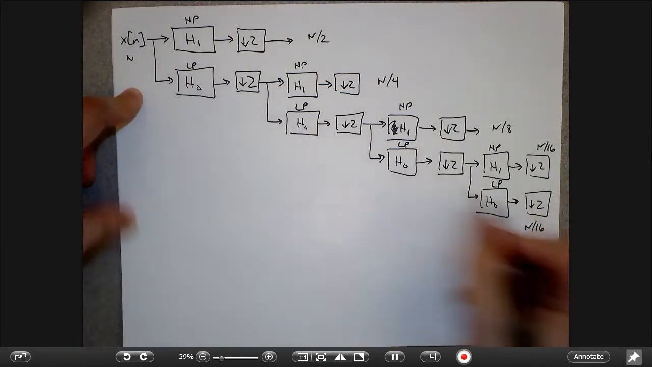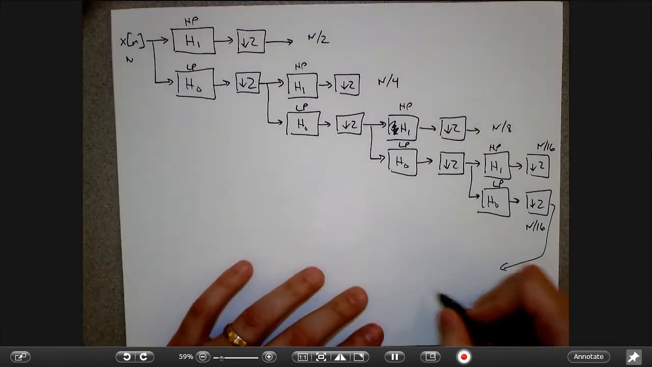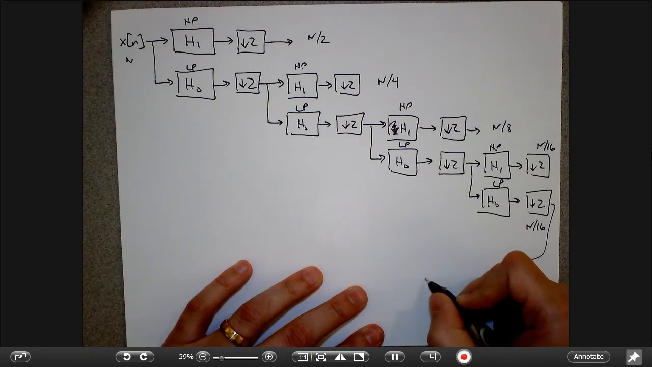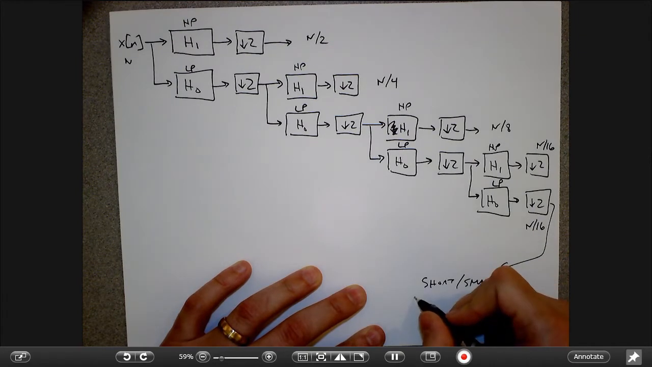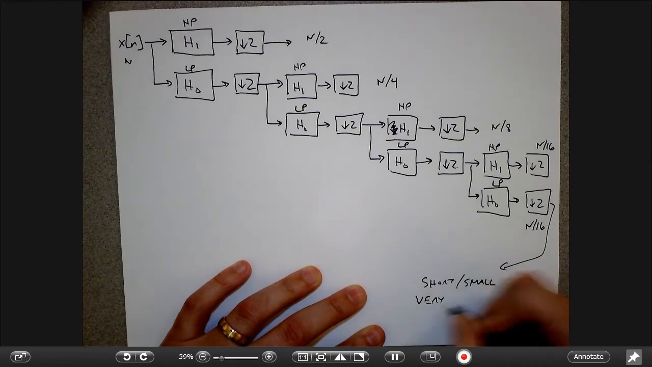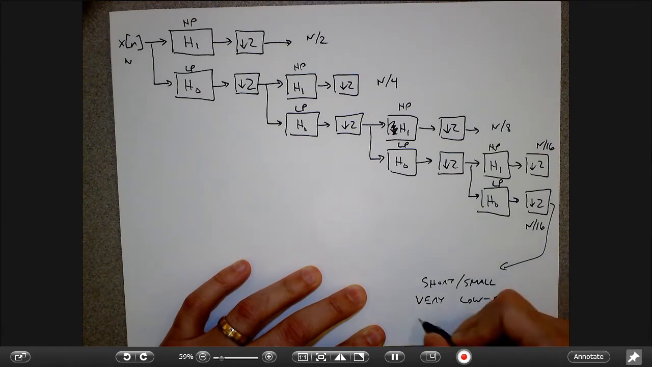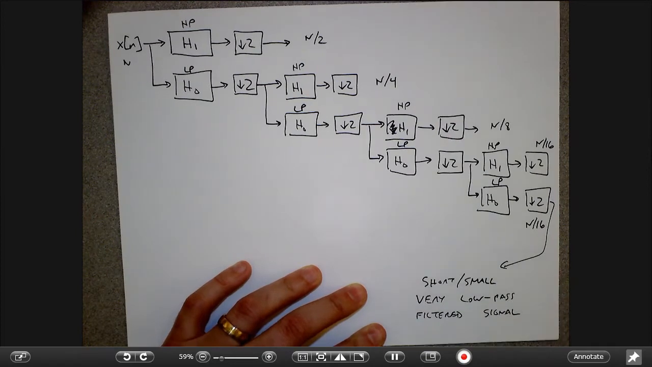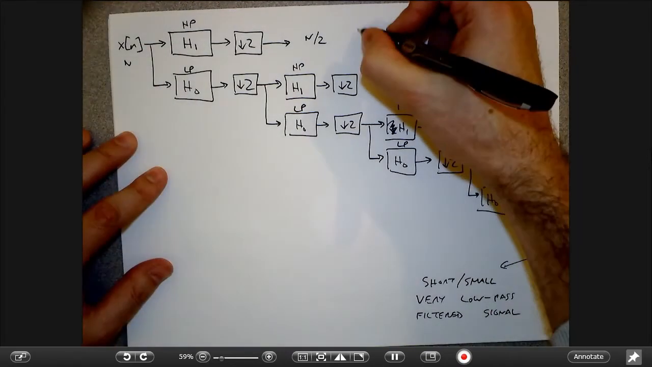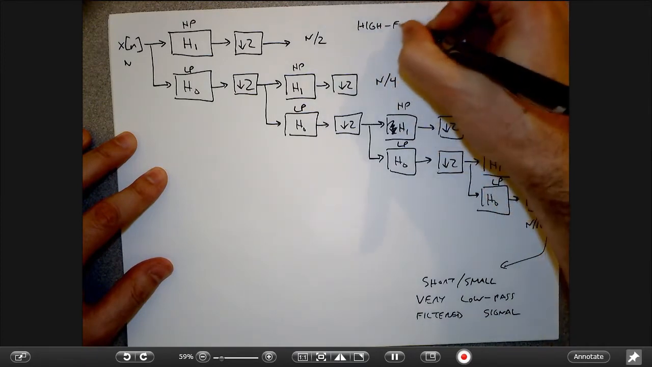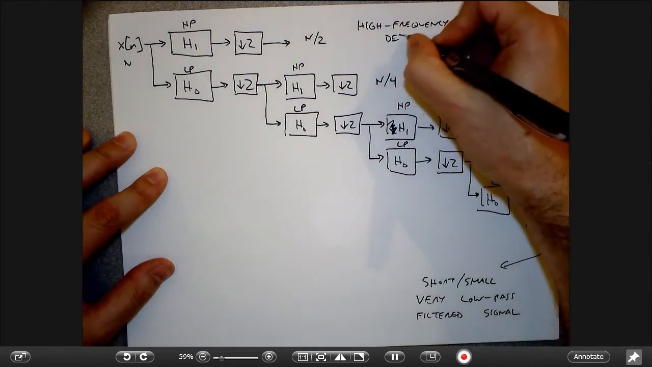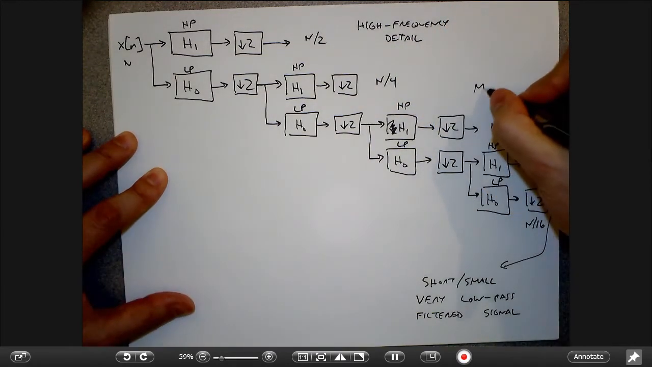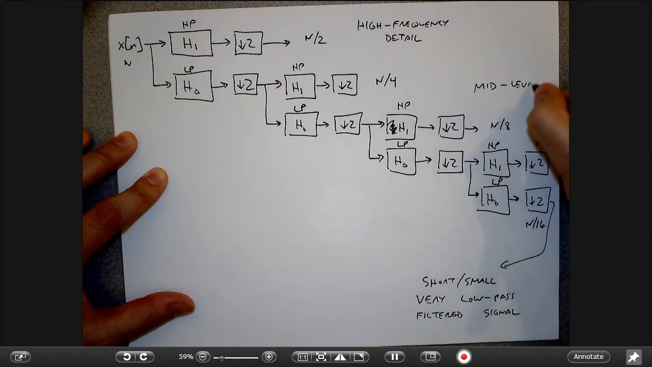is basically a very short or small, very low-pass filtered signal. And then the stuff I get up here is high level or high frequency detail. And then the stuff over here that I get out of these guys is kind of like mid-level details.